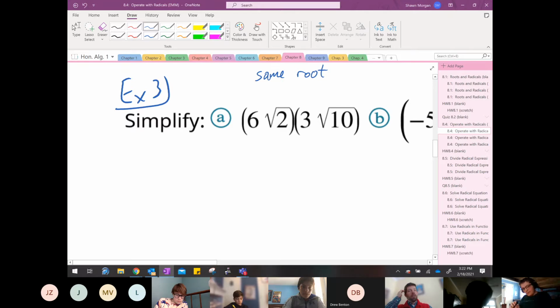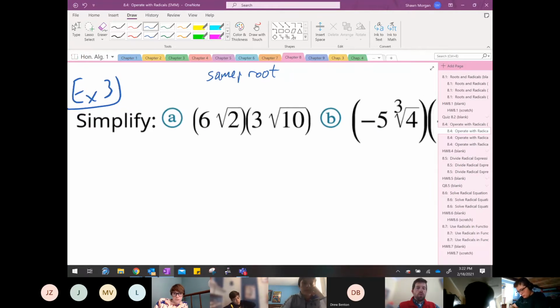So we just want to have the same root. In other words, I can multiply a square root and a square root, a cube root and a cube root. It doesn't matter what their radicands are. As long as I have the same root, we're good to go.